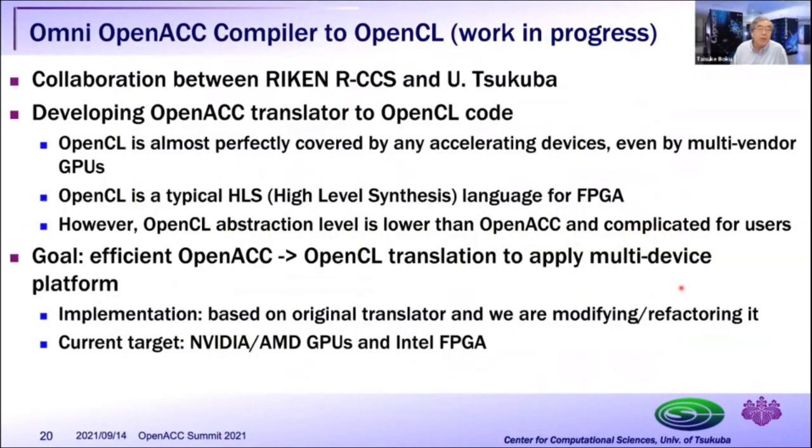Finally, I'd like to introduce the Omni OpenACC compiler, now under construction by RIKEN and the University of Tsukuba. It is actually an OpenACC to OpenCL translator, something similar to OpenACC. But we want to implement all the heterogeneous multi-accelerator system features on top of the original Omni OpenACC compiler. So we will implement our feature on this one.